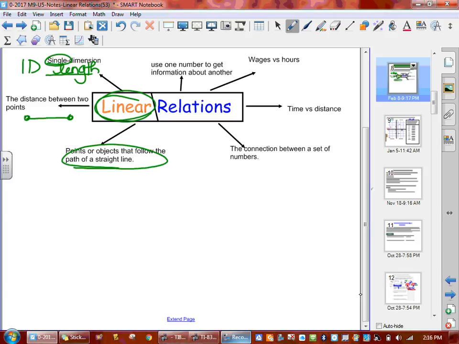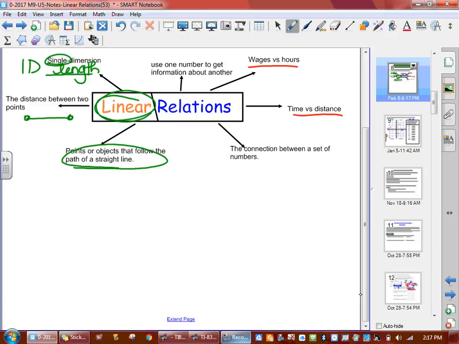5'4". Okay. Wages versus hours. That's another very common one. However much time you work, you get paid more. For example, if I work 2 hours, I'm going to get paid double my hourly wage. If I work 3 hours, I'm going to get paid 3 times my hourly wage. If I work 10 hours, I'm going to get 10 times my hourly wage. Distance and time. Us driving to Red Deer, same thing. Distance and time, they have a relationship.